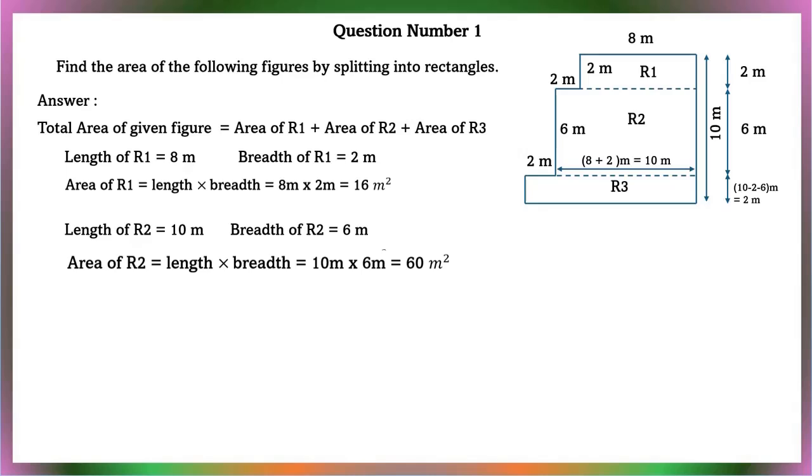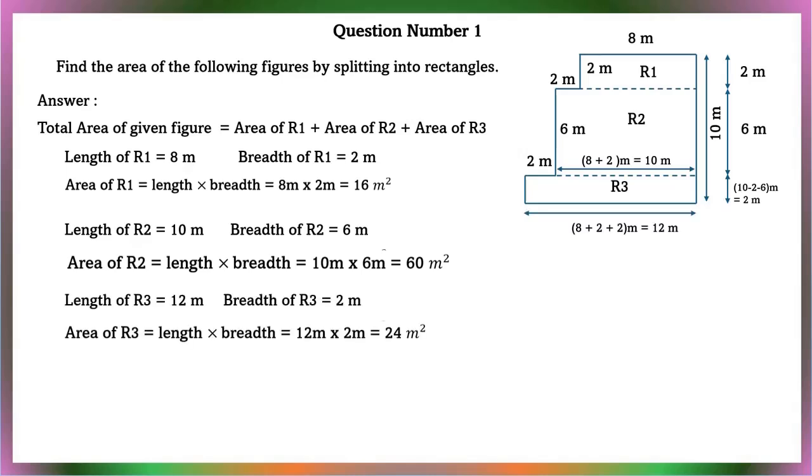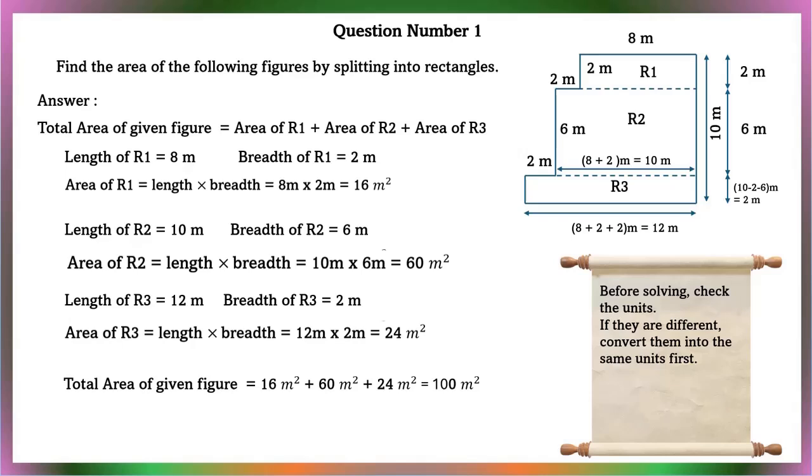And if we similarly do it for rectangle 3, we will get the area of rectangle 3 as 24 meters square. As we already know, the total area of the given figure should be the area of rectangle 1 plus 2 plus 3. Therefore, the total area of the given figure is 100 meters square.